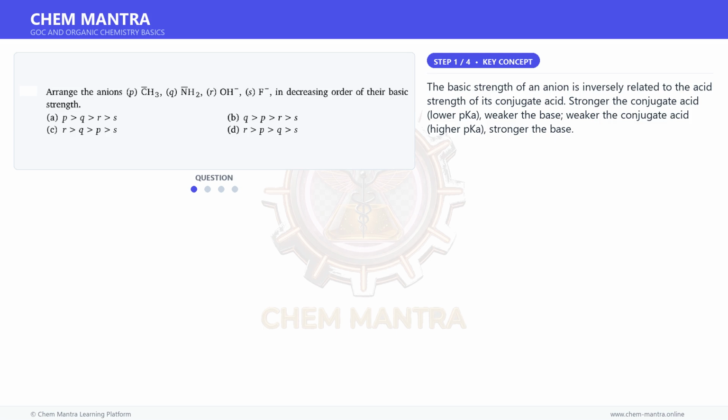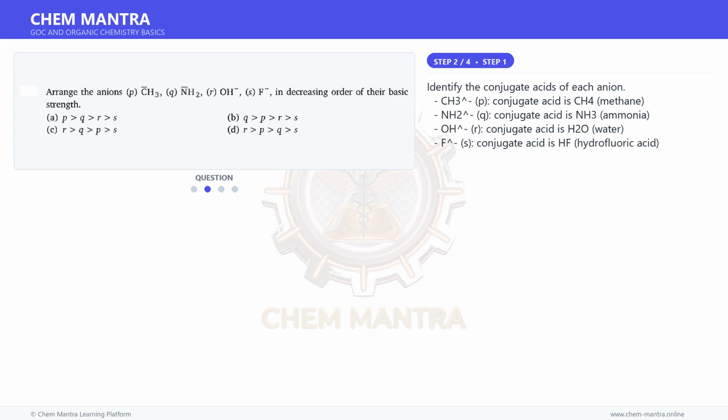The basic strength of an anion is inversely related to the acid strength of its conjugate acid. Stronger the conjugate acid, lower pKa, weaker the base. Weaker the conjugate acid, higher pKa, stronger the base.